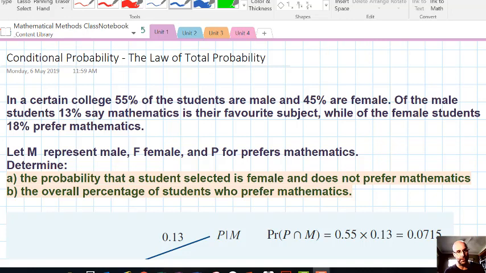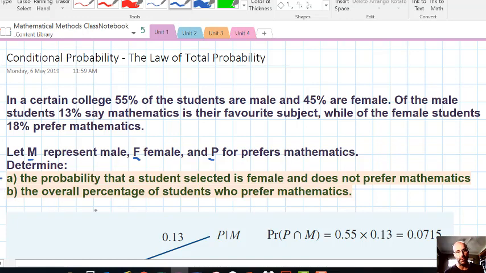In a certain college, 55% of the students are male, 45% are female. Of the male students, 13% say maths is their favourite subject, while 18% of the female students say it is their favourite. Now we're going to define a few little symbols here. M, male, F, female, P is for the students who prefer maths, i.e. their favourite subject. So we've got to do two things.